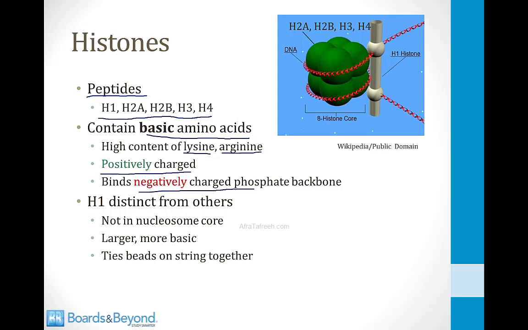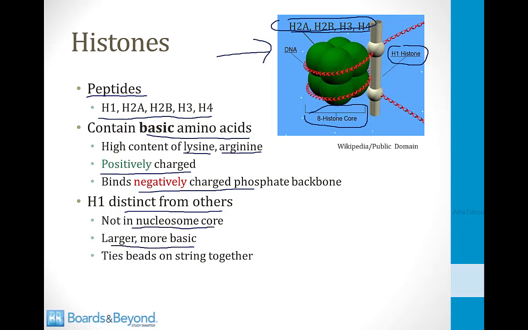In a nucleosome, you will find DNA wrapped twice around four of the histones. So if you look at this picture on the top of the screen here, you can see that the DNA represented by this red strand is wrapped around four circular histones, H2A, H2B, H3, and H4. It wraps around these units twice so that there is an 8 histone core made up of 2 copies of each of these histones at the top of the screen here. There's another histone called H1 which sits outside of the nucleosome, and it is distinct from the others. It's not in the nucleosome core, it's larger and it's more basic, and it's important for tying together the beads on the string.